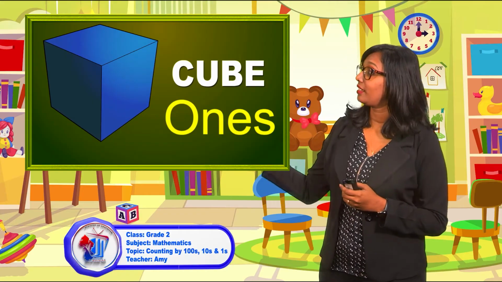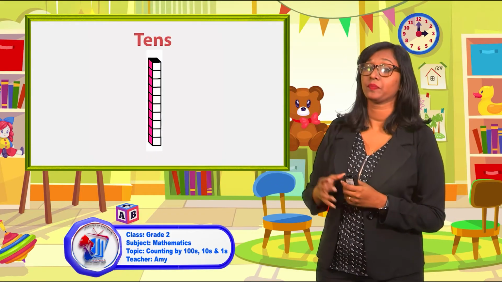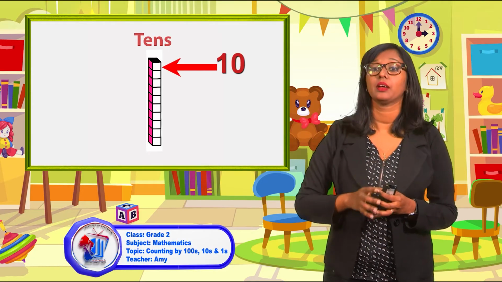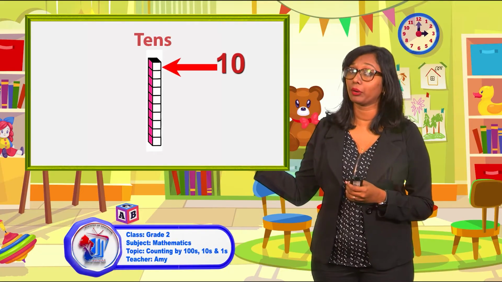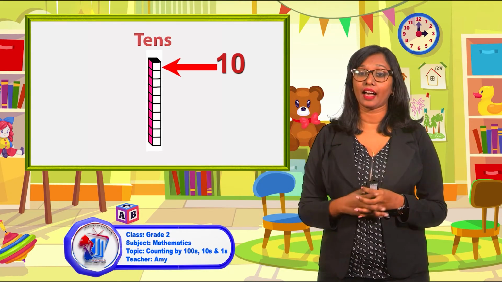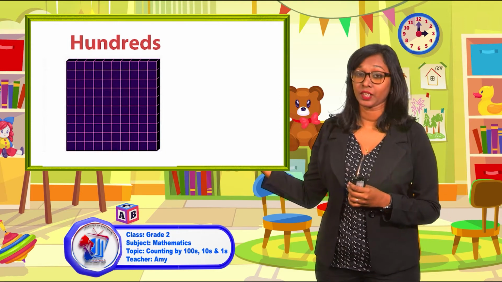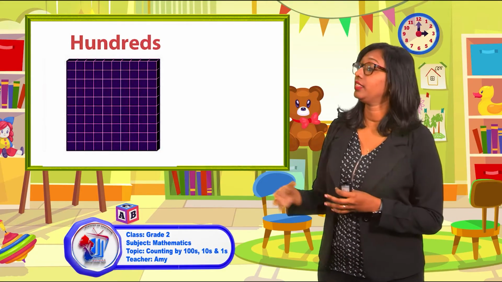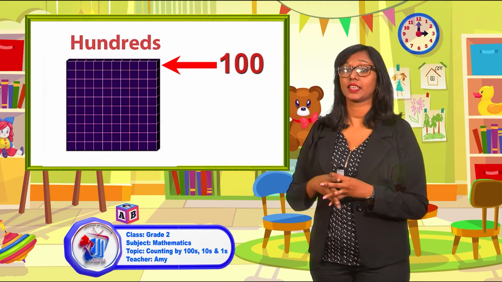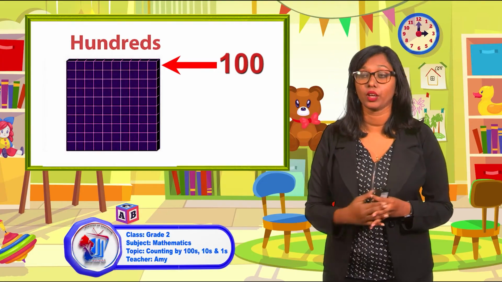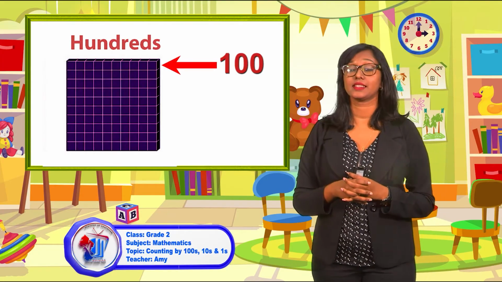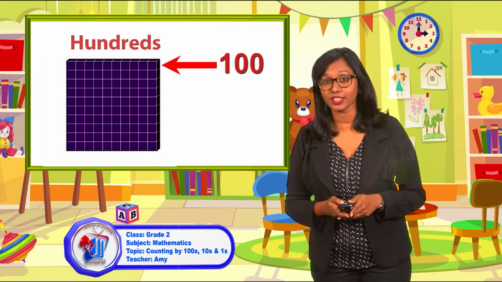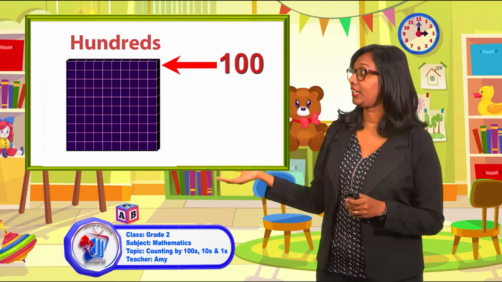Now, when you see this long rod, that represents tens. One rod means 10, the number 10. Then we have the flat shape. This flat shape means it is hundreds. Now, one of this shape is 100. One of the shape means it is the number 100. Okay, boys and girls?